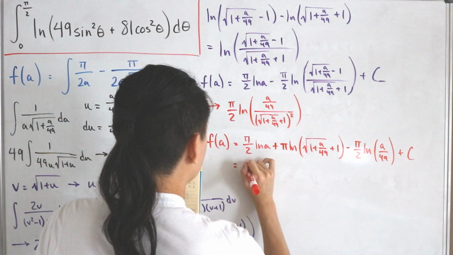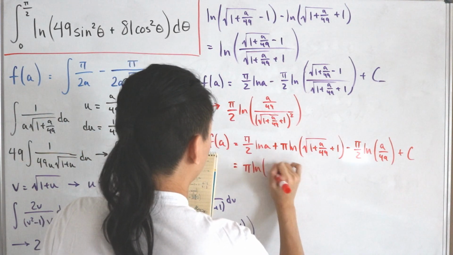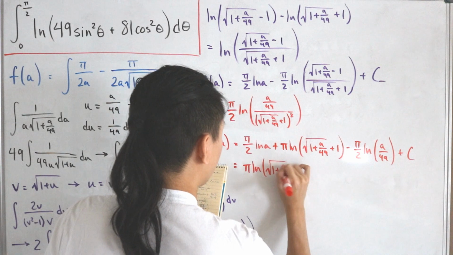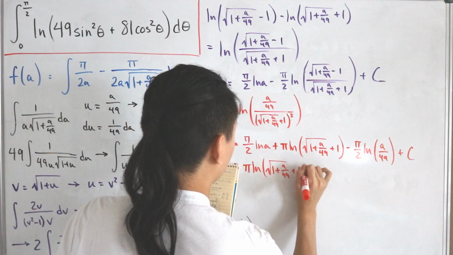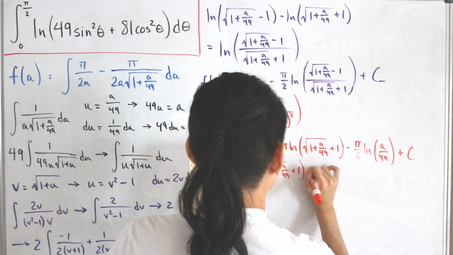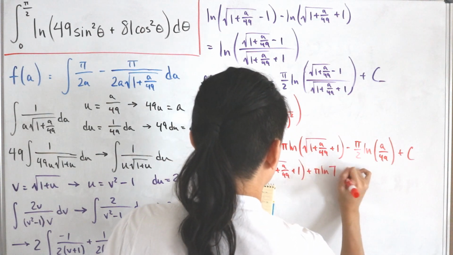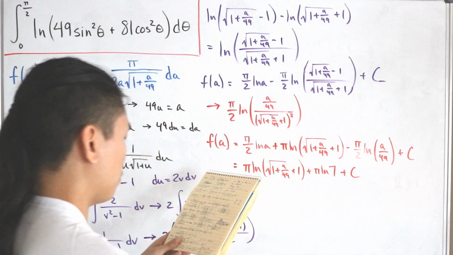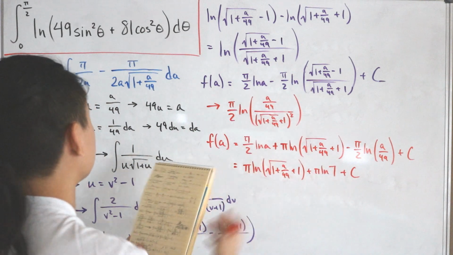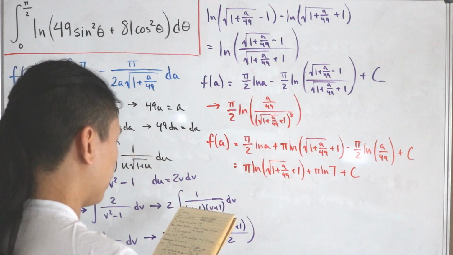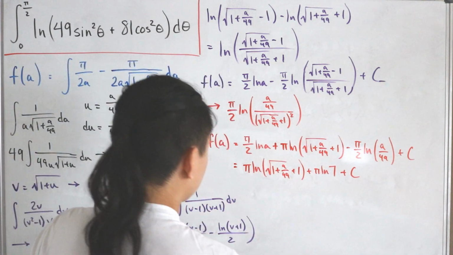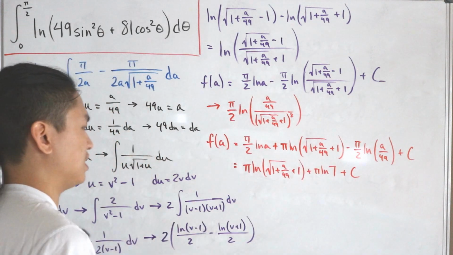So yielding us with pi times ln of the square root of 1 plus a divided by 49, add this with 1, and then add this with pi times ln of 7, add this with c. So we have to figure out what that c is going to equal. So to reiterate, here's a guess and check in order to figure out what our c is going to be.